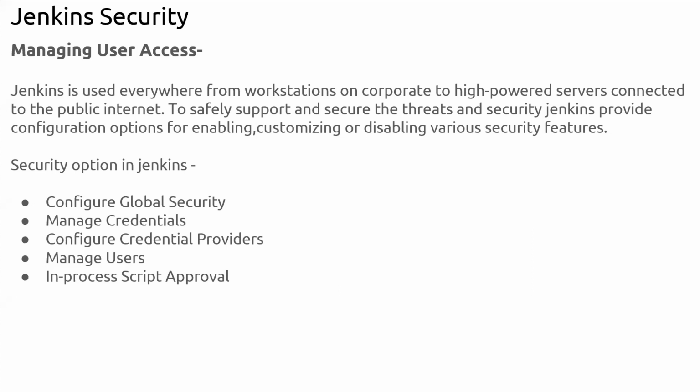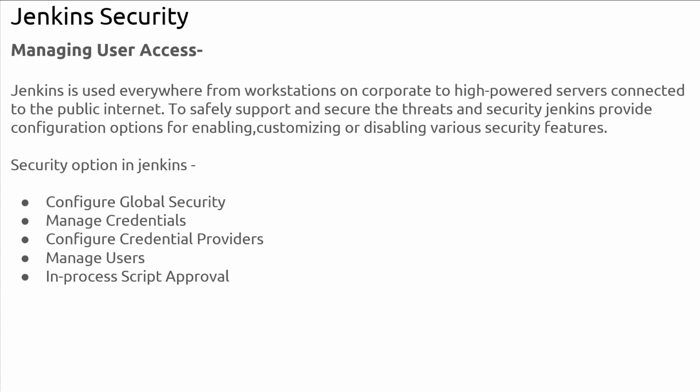Managing user access: Jenkins is used everywhere, from workstations on corporate networks to high-powered servers connected to the public internet. To safely protect against threats and security risks, Jenkins provides configuration options for enabling, customizing, or disabling various security features. So basically, Jenkins gives you these features so that you can handle threats to the Jenkins servers.